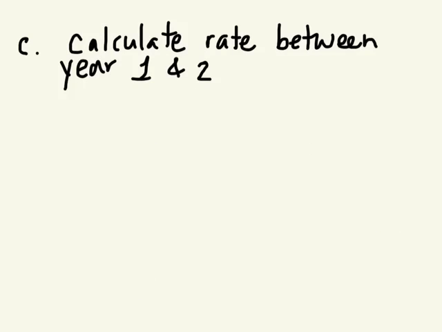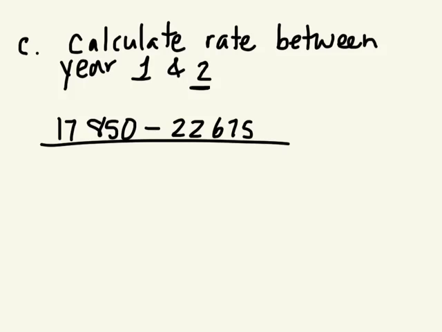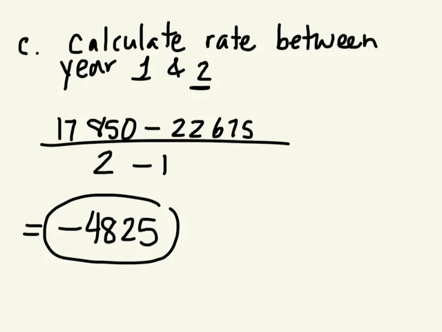Okay, so for question C, we're going to do the same thing, but with year 1 and 2. What's the value at year 2? 17,850, and year 1, 22,675. Year 2, take away year 1. What is the rate from year 1 to 2? We get negative 4,825. What do you notice from the other question? Decreased it by negative 4,000. It's the same answer, right?